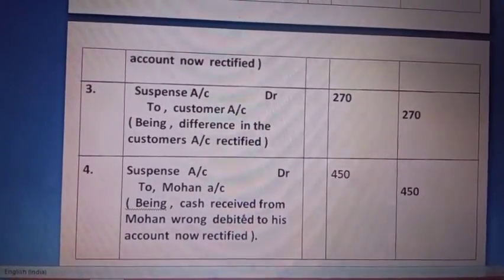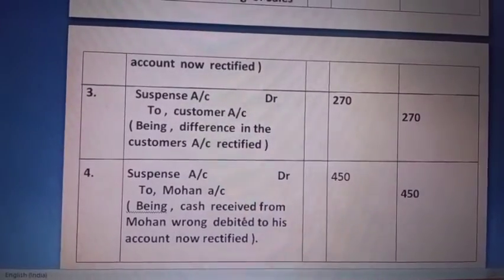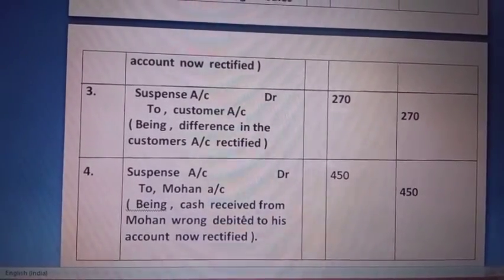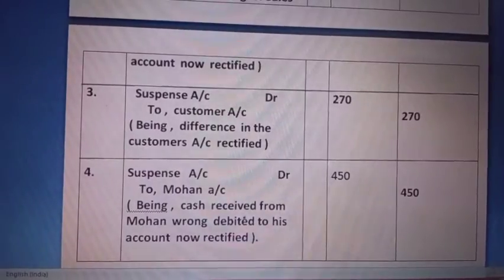450. So only this much for today. You all go through these transactions once again, and if you face any problem, please let me know.